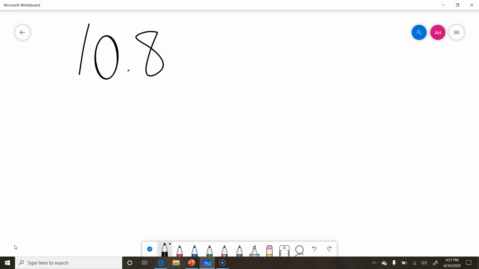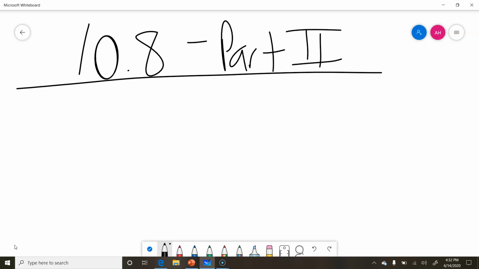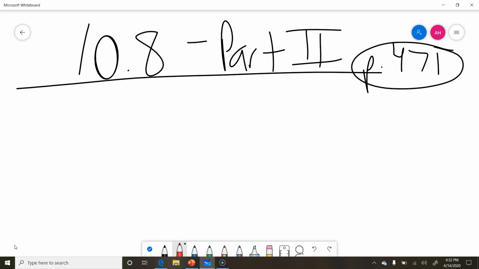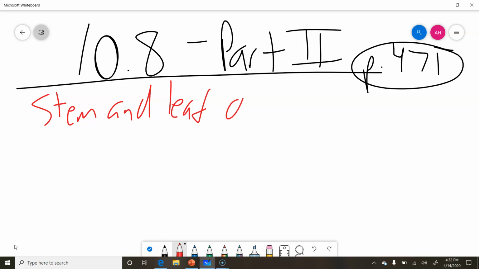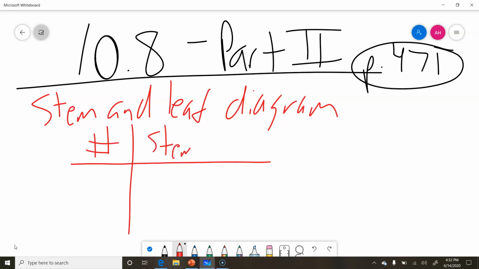We're going to continue and do the second half of our lesson on 10.8, which is part 2, and this is on page 471. So you probably want to turn there to follow along. 471. We're talking about what's called a stem and leaf diagram. The way this works is that if you have a number, we'll have a stem, and then we'll have a leaf. So this is the way it's going to work.